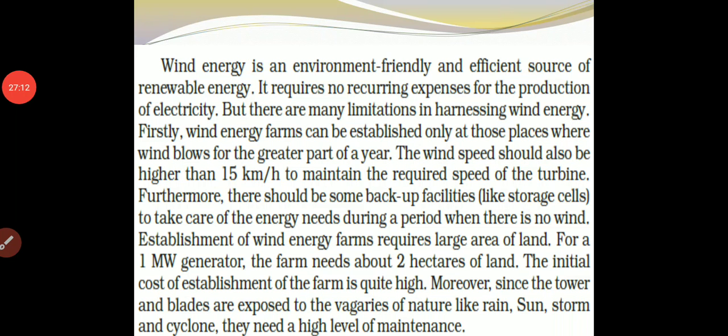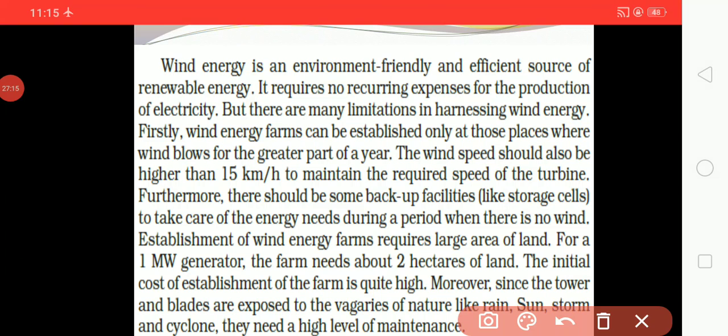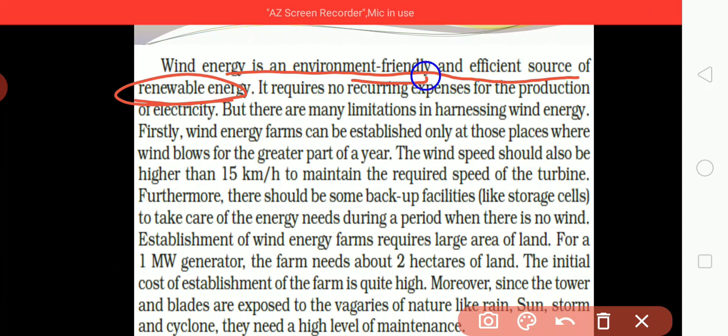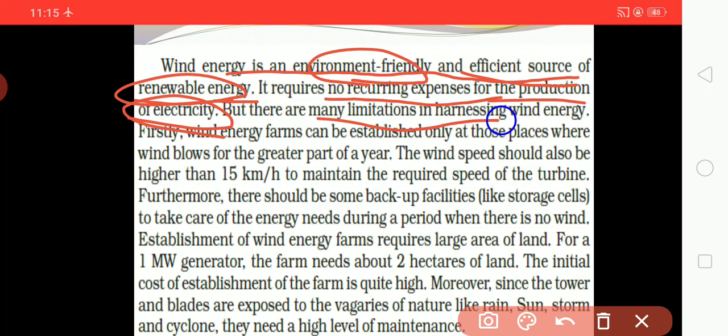Wind energy is an environmentally friendly and efficient source of renewable energy. Wind energy which we are discussing is environmentally friendly as well as an efficient source of renewable energy. It requires no recurring expenses for the production of electricity. But there are many limitations in harnessing wind energy. There are certain limitations which should be considered in wind energy production.